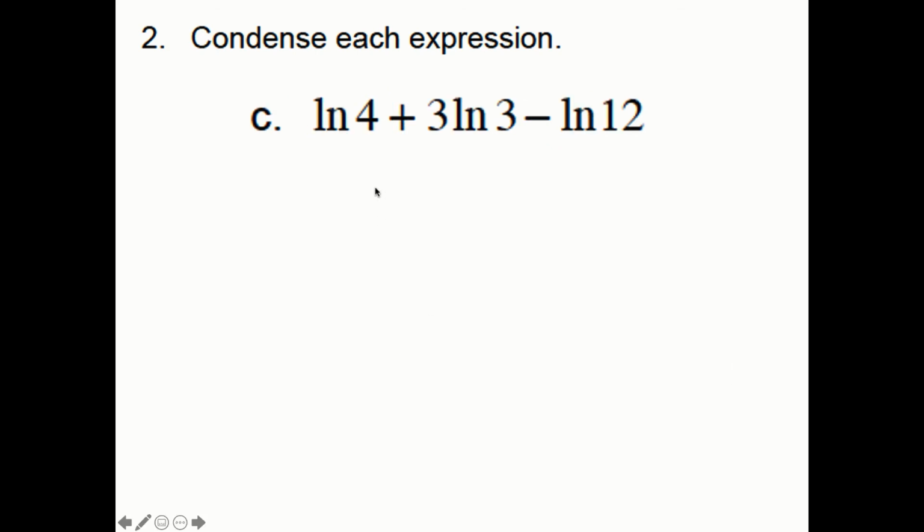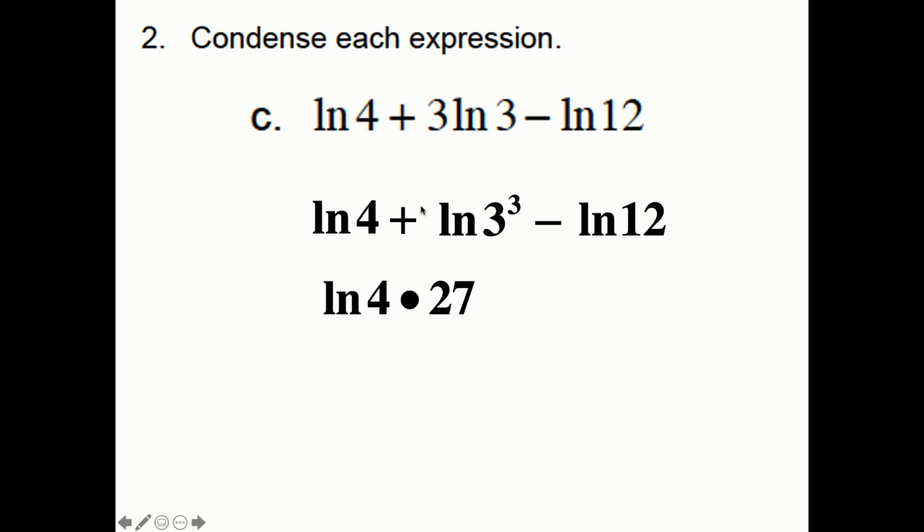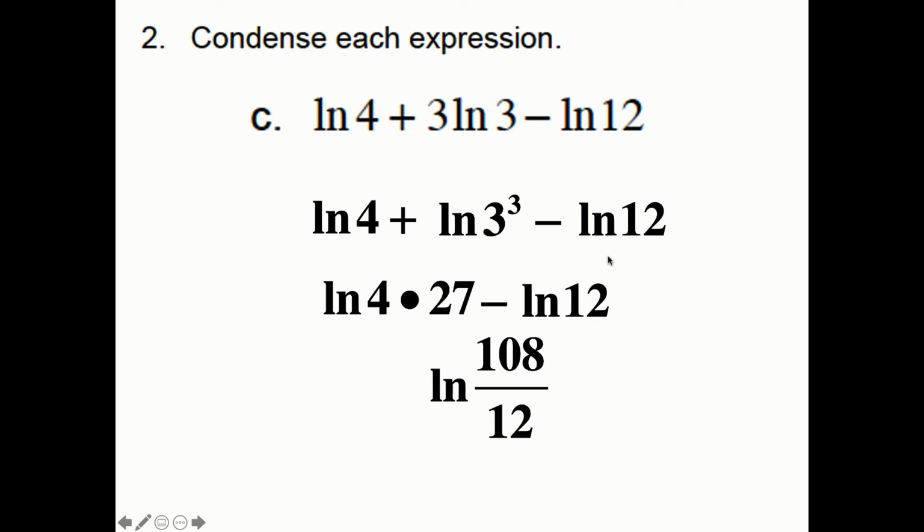For part C, we have one exponent to deal with, which is this 3 would be going here. Everything else drops down. So this is a positive, so it's going to go on top, get multiplied with 3 cubed, which is 27. This is a minus, so it's going to be going on the bottom. So 4 times 27 is 108, and then the 12 is the minus that goes on bottom. 108 divided by 12 is 9.